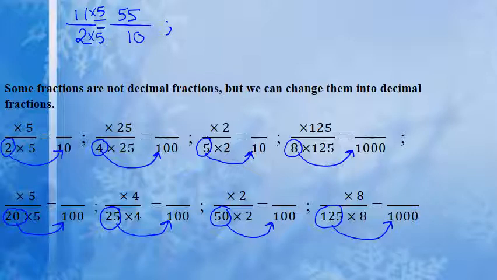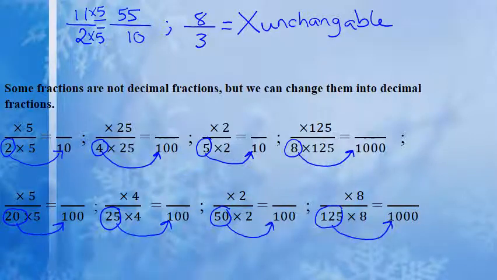Suppose I give you the fraction 8 over 3. Can we change this fraction into a decimal fraction? We can never change this fraction into a decimal fraction because 3 is never changed into 10 or 100 or 1000. So here we write this fraction is unchangeable. It's impossible to change it to a decimal fraction.